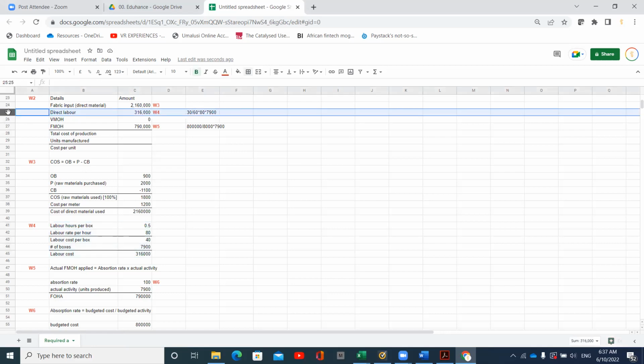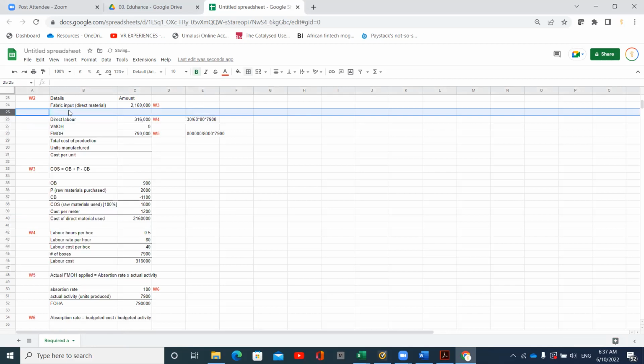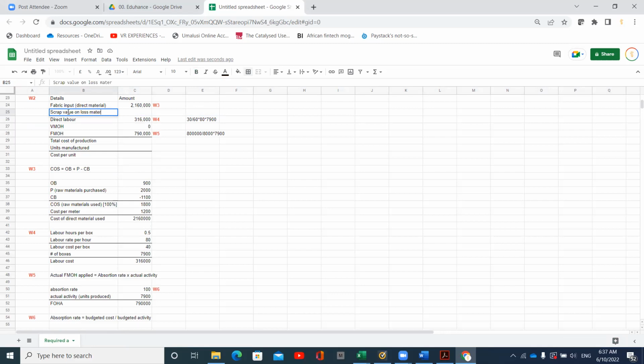Okay, so there's one more thing we need to add in, that is the lost units. Scrap value on lost material. So what do we know over here? There was 1,800 meters that was put into the process, multiplied by 5% of the 1,800 that was lost. So 1,800 times 5%, that gives you the number of meters that were lost. And they told us we sell it for 16 Rand per meter.